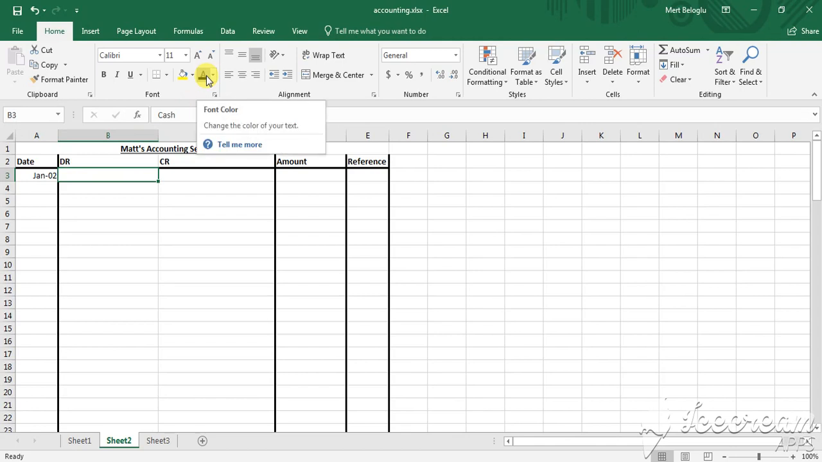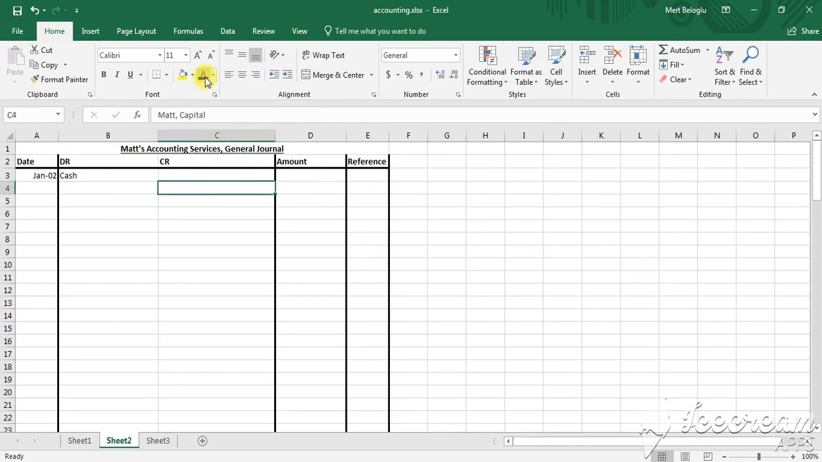So we have an increase to cash, an asset of 200,000, and an increase to an equity account. And we can name the equity account as Matt Capital, since the owner of the company is Matt. So credit to that, and then the amount will be $200,000 for each. Notice that we always indent credit entry when we're making journal entries, so the amount of credit is always indented towards the right.